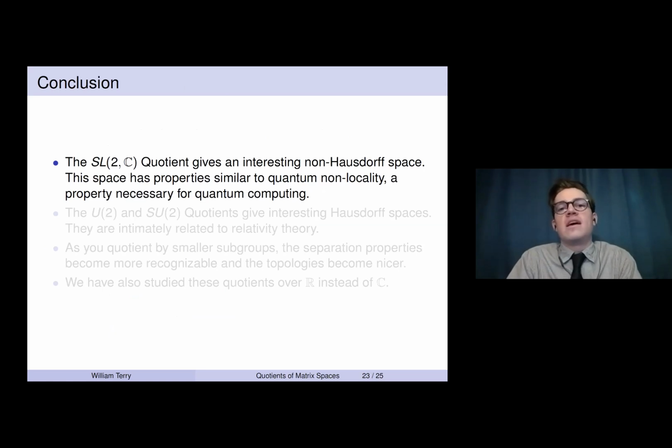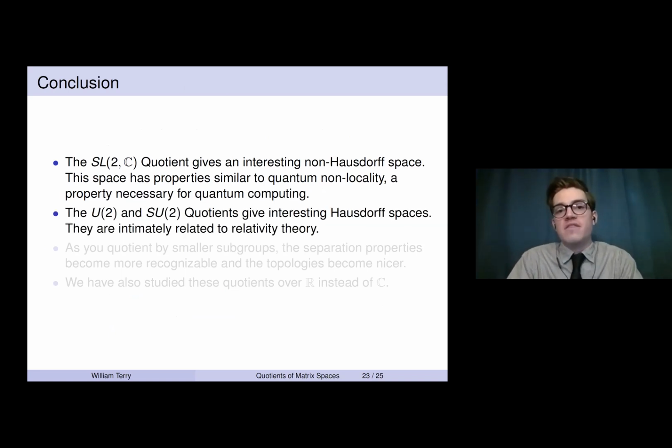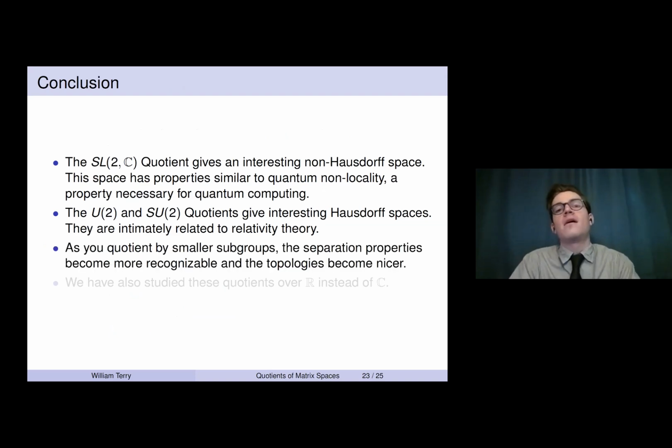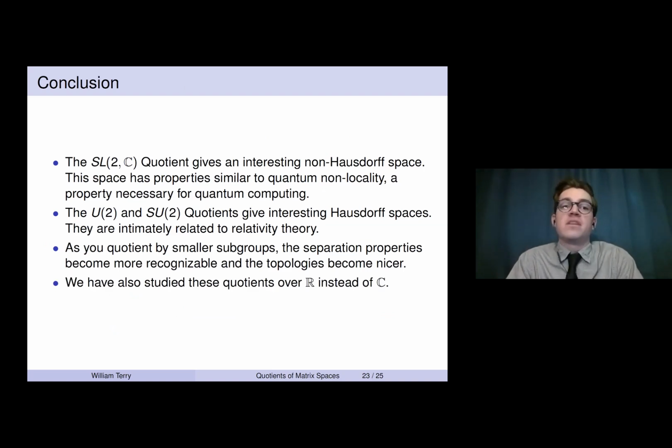To conclude, the SL2C quotient gives an interesting non-Hausdorff space, and this space has properties that are similar to quantum non-locality, while the U2 and the SU2 quotients give interesting Hausdorff spaces that are intimately related to relativity theory. As you quotient out by smaller subgroups, the separation properties become more recognizable and your topologies become nicer. We've also studied these properties over the real numbers, which have similar properties with reduced dimensionality in the quotient space.